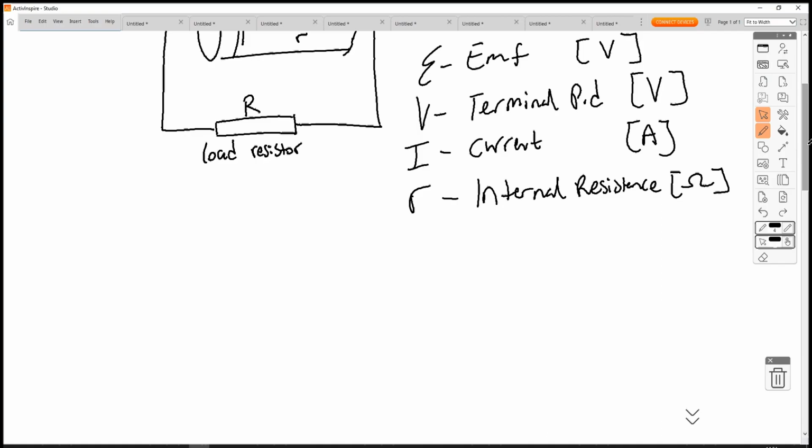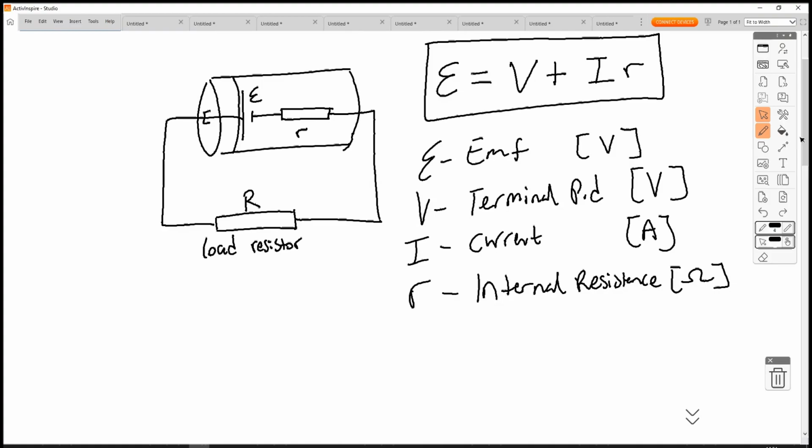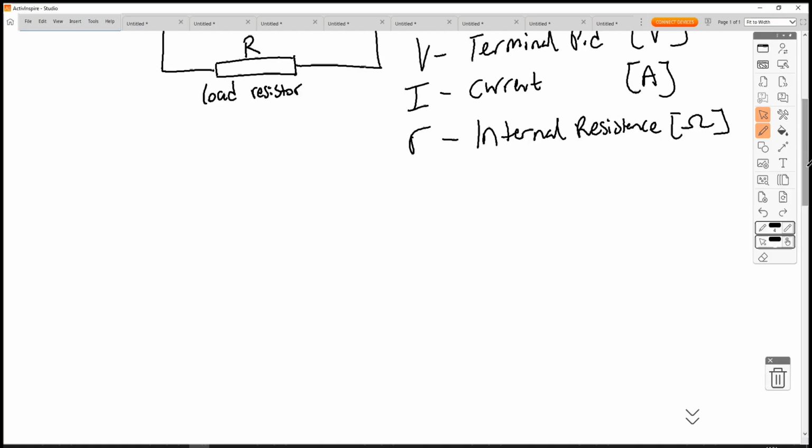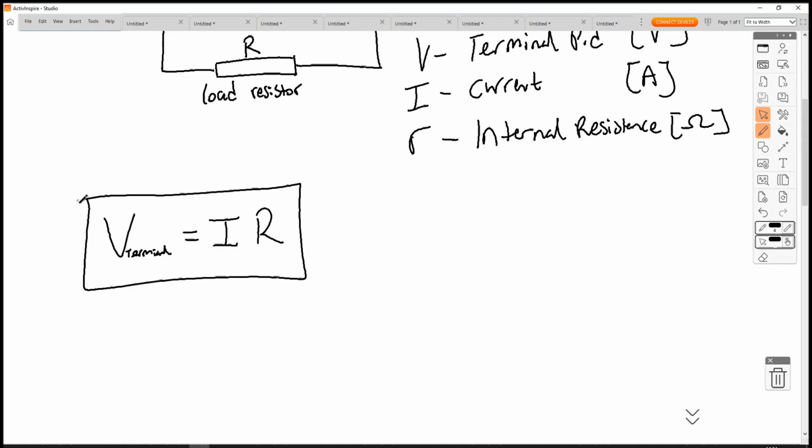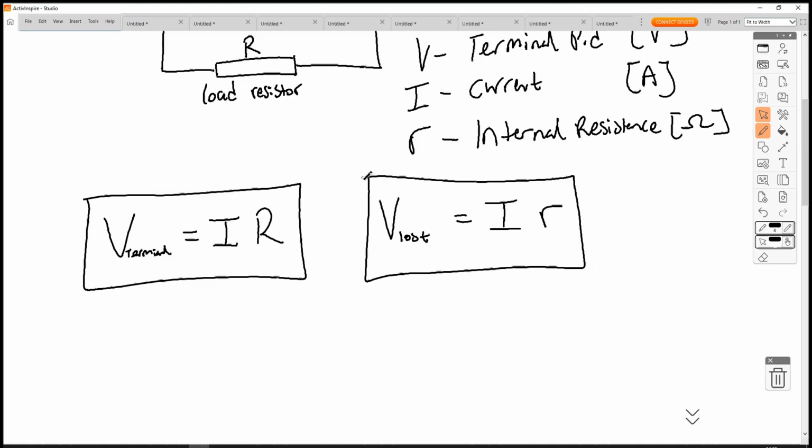Now, I'll give you some more equations. If we take that potential difference, V, that's our terminal potential difference. So I would say V terminal equals I times big R, and V lost is equal to I times little r. So all three of these equations can be used together simultaneously.